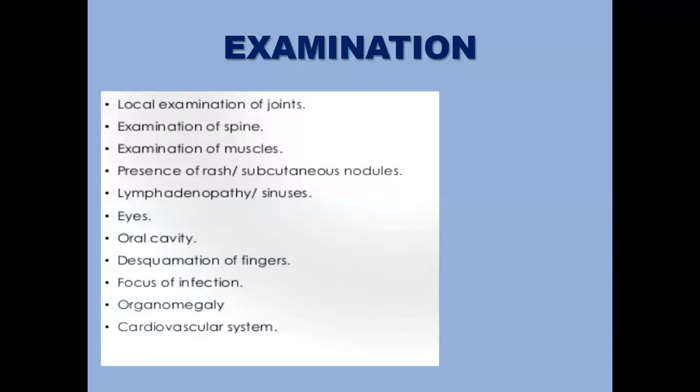Examination. Start with local examination of joints. Usually, also we need to examine the spine and muscles. Look for any rash or subcutaneous nodules, lymphadenopathy and sinuses. Eyes, oral cavities, desquamation of fingers, and focus of infection, organomegaly and cardiovascular system.